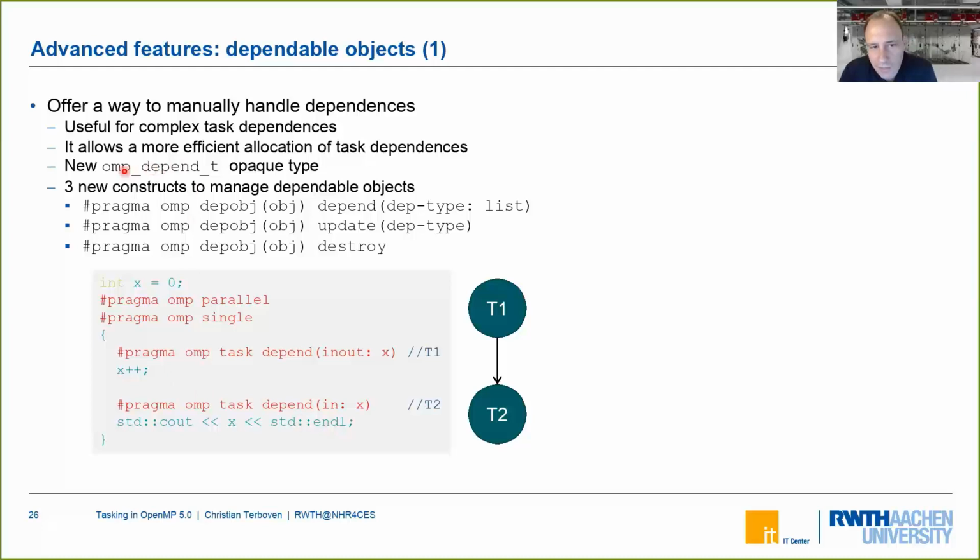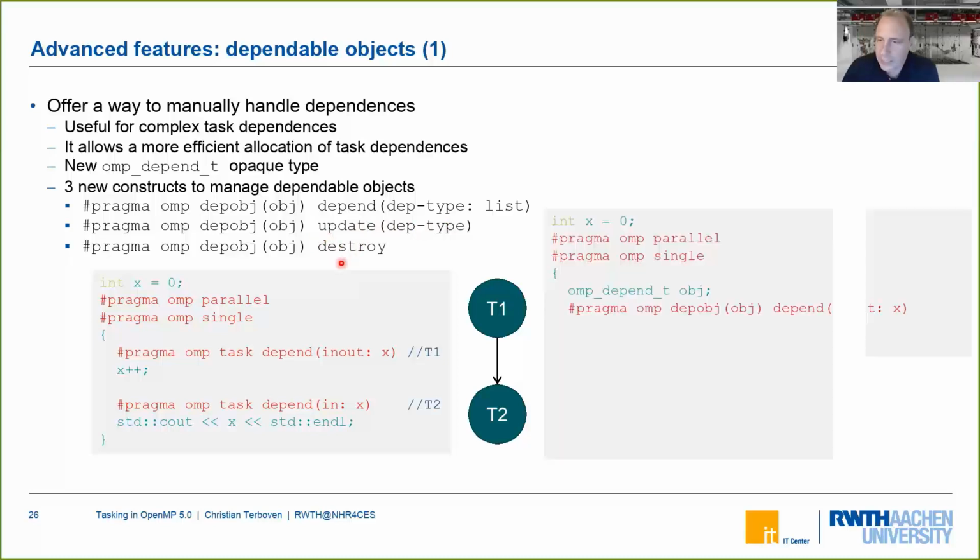So we can have variables of omp_depend_t, declare them as a dependency object. This is an instance of this variable, and we specify the dependency type, and actually update the dependency type. And at the very end, we have to destroy them. So I have an example on that.